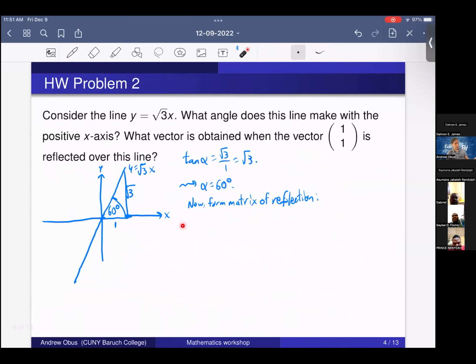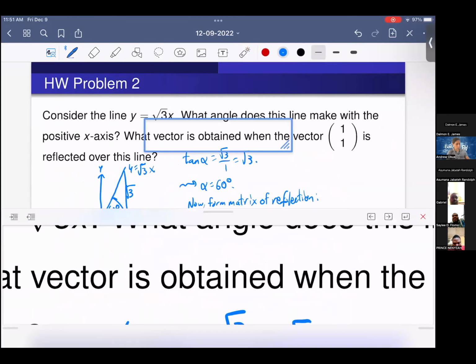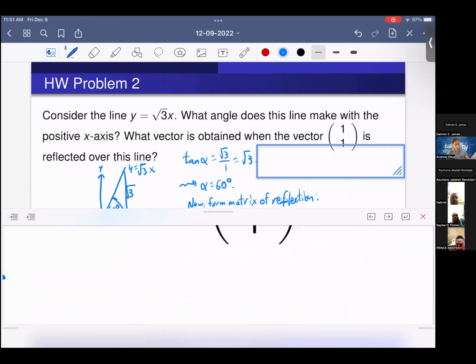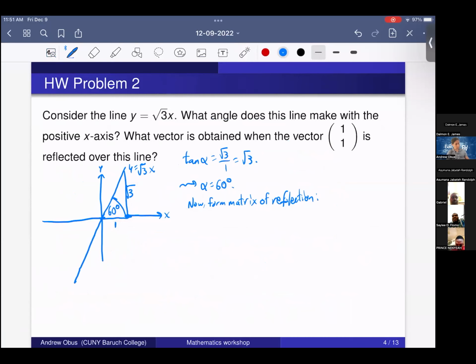We have the matrix. Okay, so the matrix is going to be cosine squared 60 degrees minus sine squared 60 degrees, and then 2 cosine 60 degrees sine 60 degrees. And then 2 cosine 60 degrees sine 60 degrees, and then sine squared 60 degrees minus cosine squared 60 degrees.